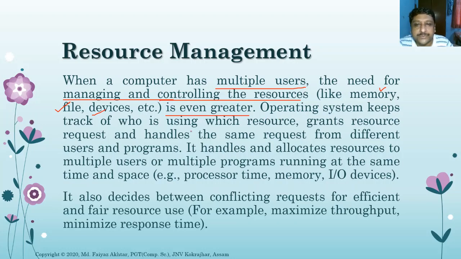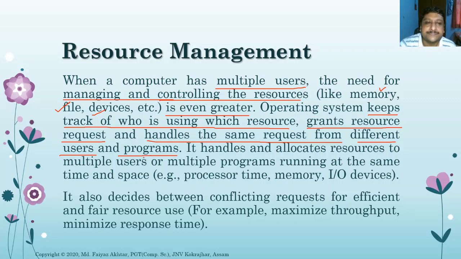Operating system keeps track of who is using which resources. It keeps track of everything, then grants permission to use the resources, and handles requests from different users and programs at the same time. So many works can be done. Resources can be granted, resources can be revoked, requests can be made from an application software, and those requests are handled by the operating system, from different users, from different programs. So many requests will come for different types of resources.